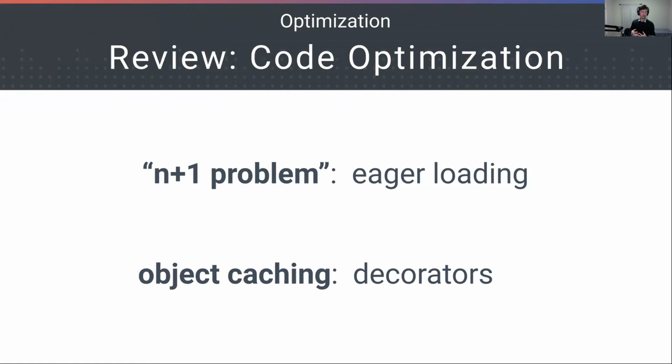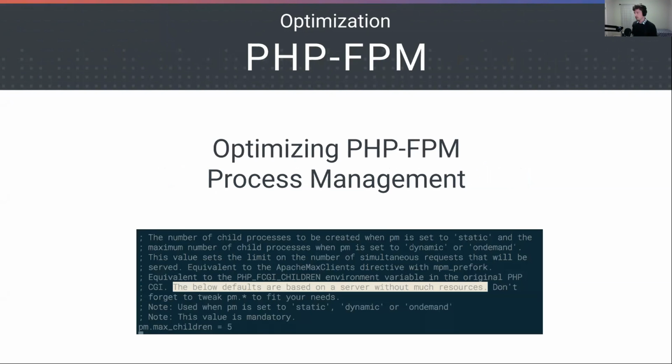All right, so quick review. What have we talked about? We're talking about optimization, mostly on the Laravel side of things. So we have the n+1 problem, which we solved with eager loading, and object caching, which, if you use the decorator pattern, might give you some nice behaviors and some decoupled code in your application. All right, so more on the server side of things.